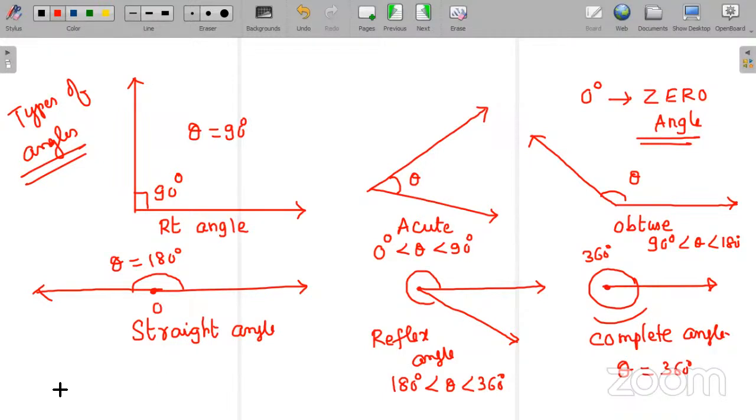Theta means the angle is generally denoted by theta. Theta is one of the Greek alphabet letters, like alpha or beta or gamma. In general, we can say theta is used to denote an angle.